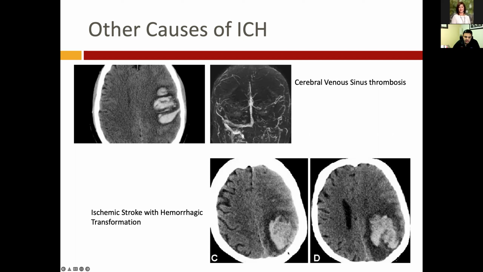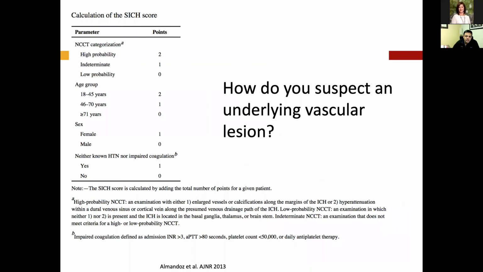This is an area of ischemic stroke, and this patient received TPA and ended up having a hemorrhagic transformation of an ischemic stroke. You can say that because the area of hypodensity is much larger, and there's a smaller area of hyperdensity, which is the blood. So whenever you see a patient with an ICH, you're always thinking of any potential underlying vascular causes.